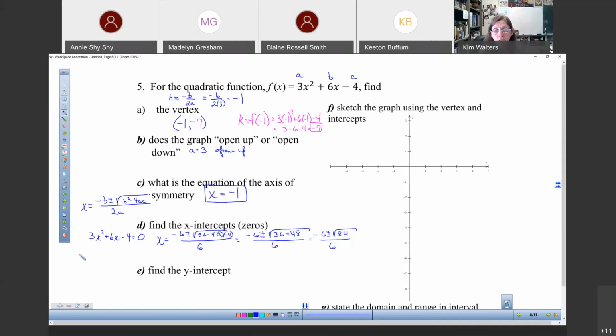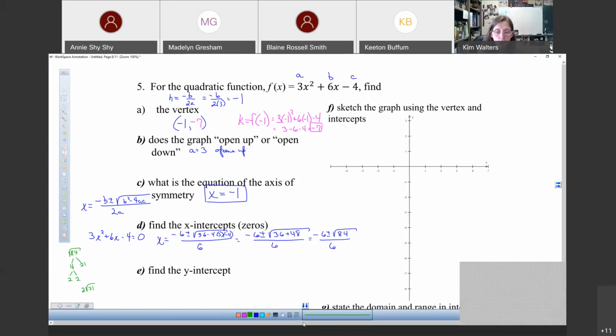So let's refresh how to simplify this radical. So this square root, I'm going to come over here to the side. So the square root of 84, this factors into 4 times 21. And 21 we can't do anything with. And so 4 is 2 times 2. And so the square root of 84 is 2 times the square root of 21.